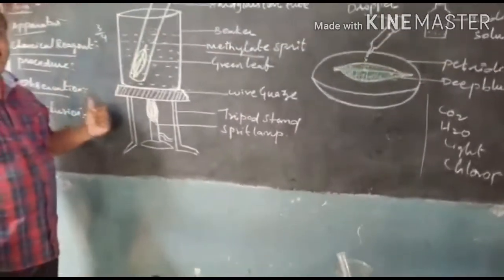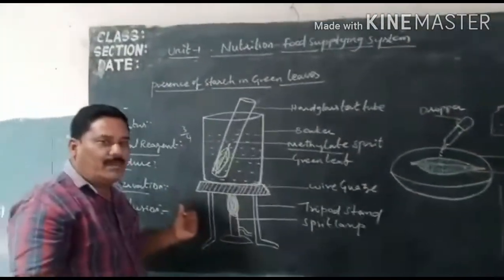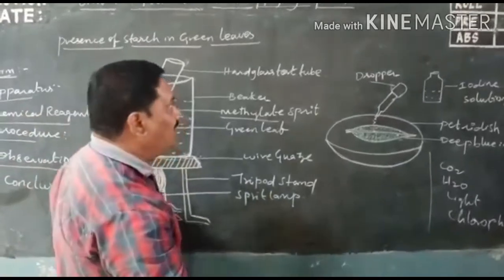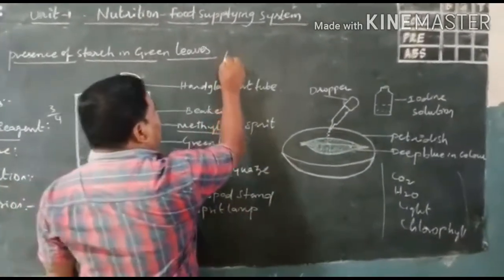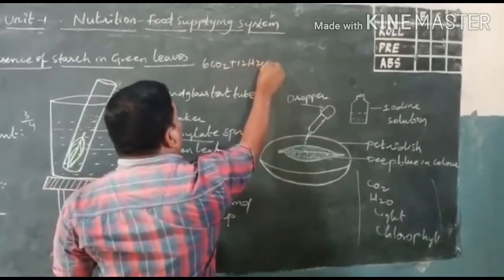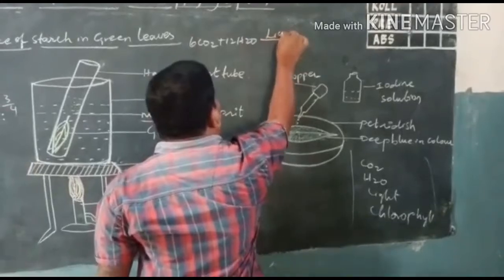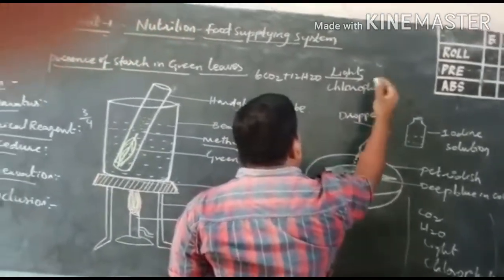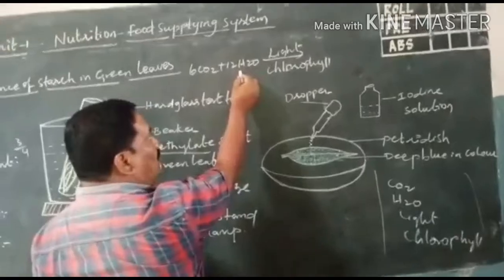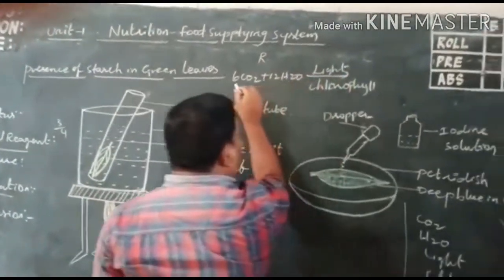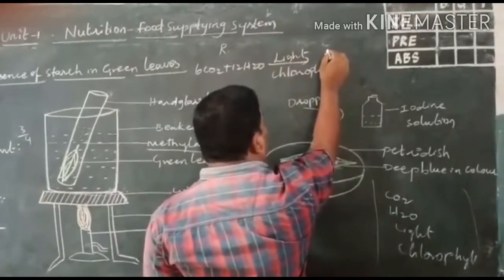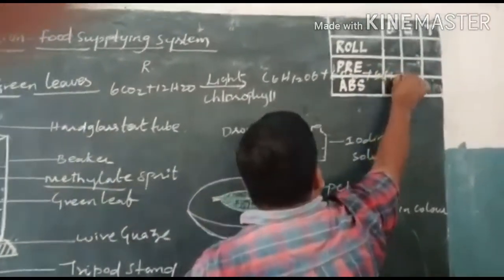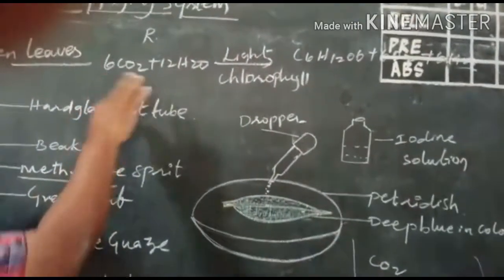Conclusion: what do you write? All green plants prepare starch with the help of photosynthesis. You already know the photosynthesis equation; see it once again. 6CO2 plus 12H2O, with light and chlorophyll, gives C6H12O6 plus 6O2 plus 6H2O. Here 6CO2 plus 12H2O is the reactant. Carbon dioxide and water react to produce glucose. I already wrote that chemical equation for photosynthesis.